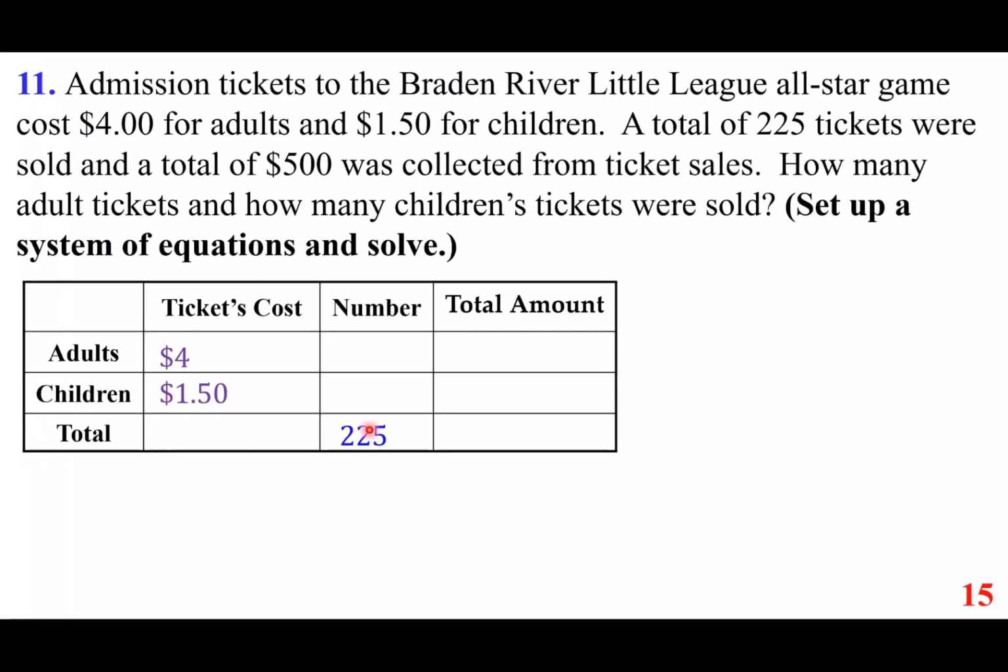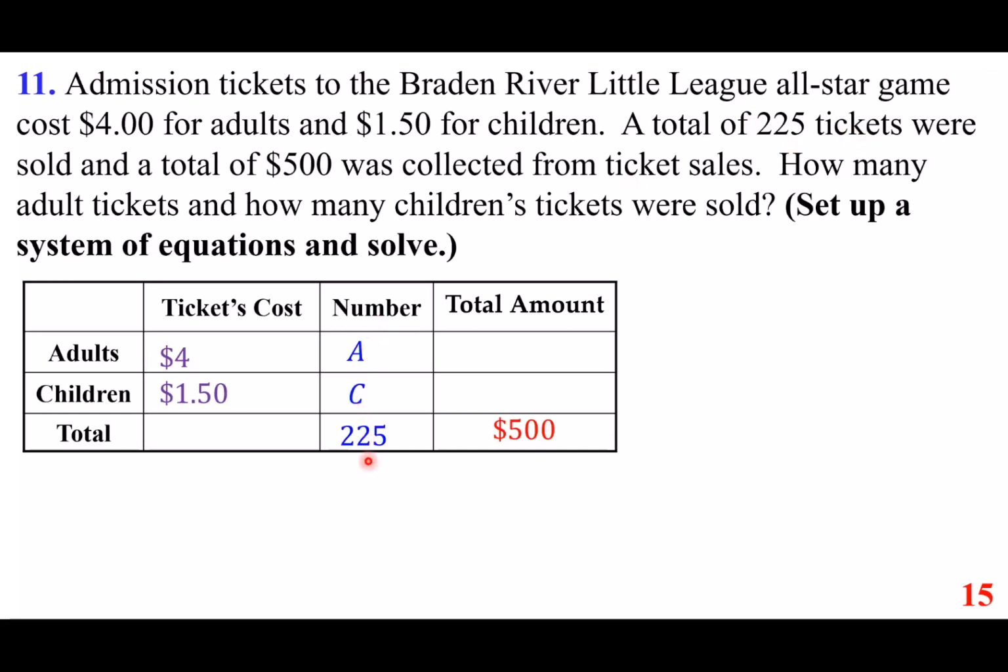Then how much money did we collect? This is the total of money. This one, and this is the total amount of $500. So we put in what we have. Now, how many adults and how many children? You can go with X or Y, or I like to go with the initials A and C as an example. It's your choice, of course, which right away gives you this equation. A plus C is 225. A total number of tickets, 225. That means A plus C is 225.